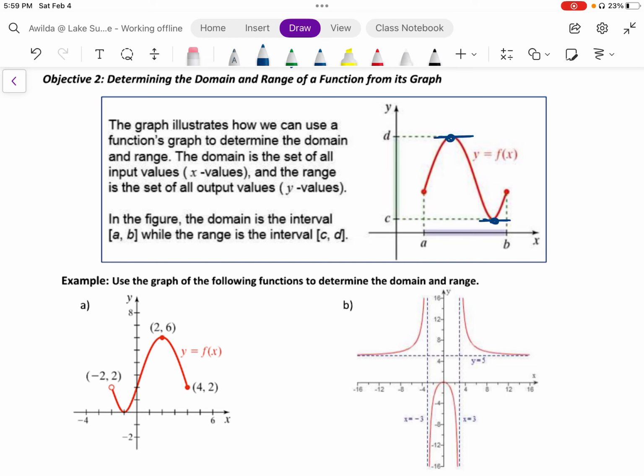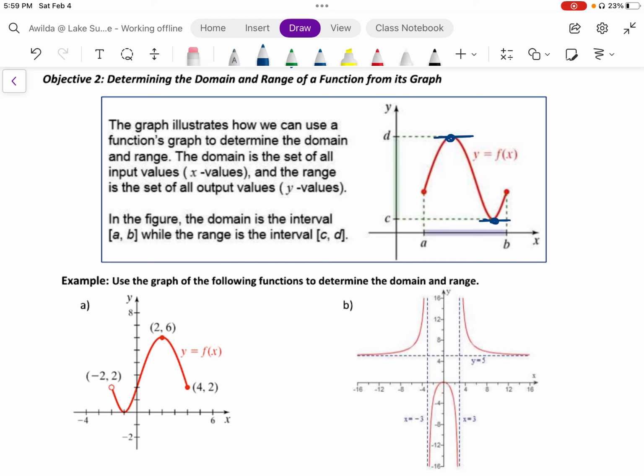Those are going to be the boundaries for the range. How low does the graph go and how high does the graph travel? Let's use this idea for the following two examples. In example A, we have a function that is not infinite. In other words, it doesn't extend infinitely to the left and to the right.